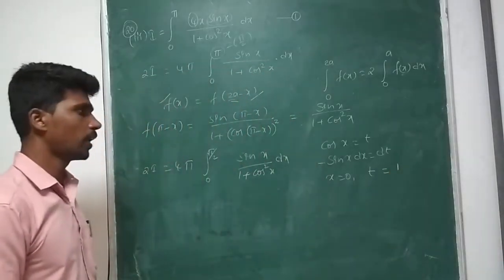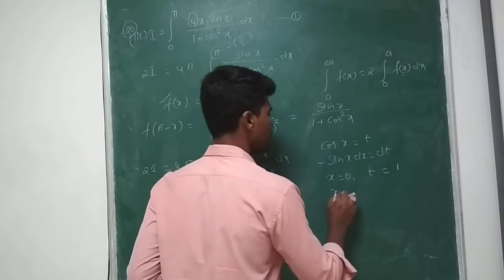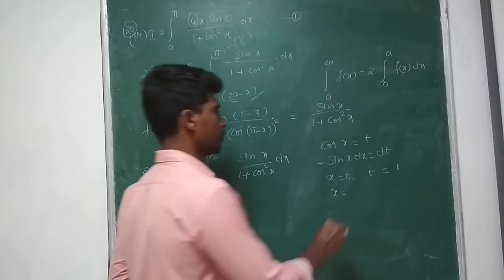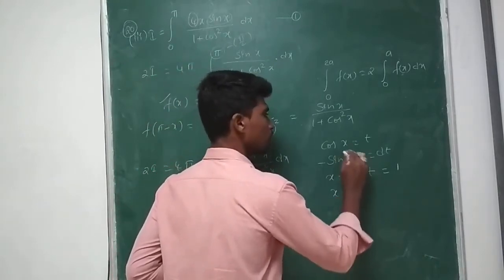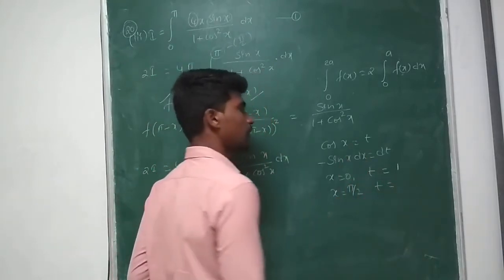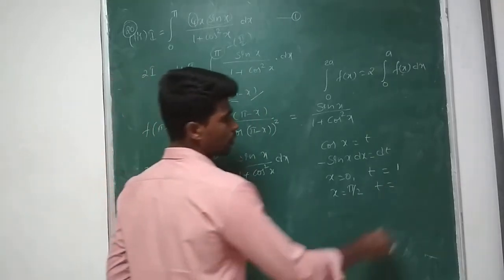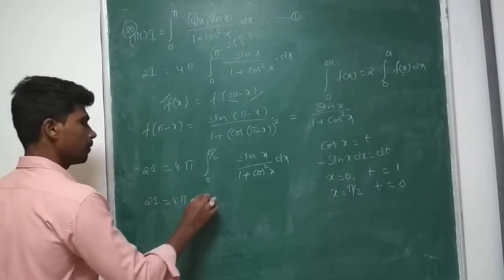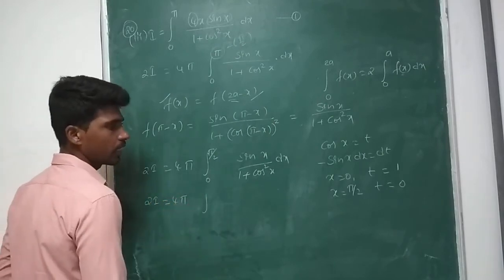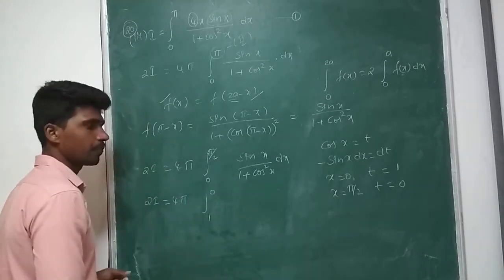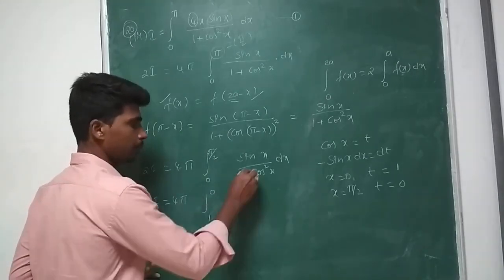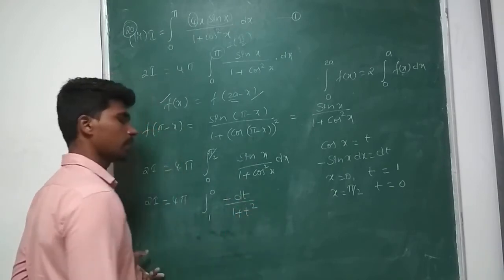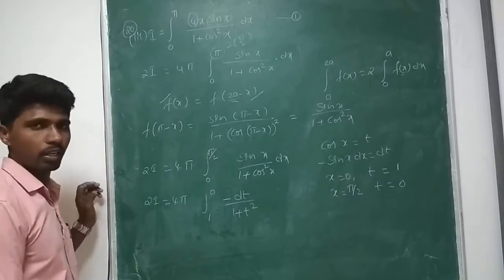Cos 0 is 1. If x is equal to pi by 2, then t is cos pi by 2, which is equal to 0. So now the given integral changes as 2I is equal to 4 pi integral from 1 to 0, minus dt by 1 plus t square.